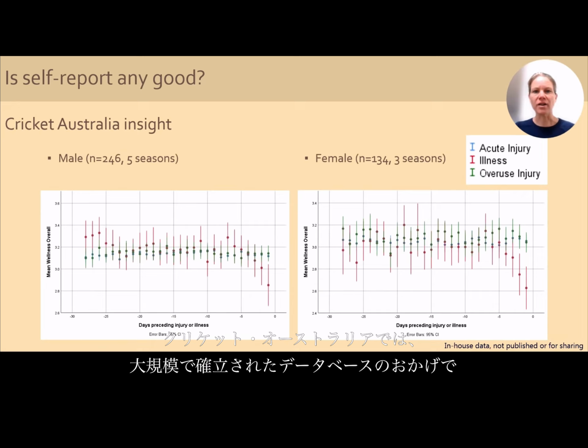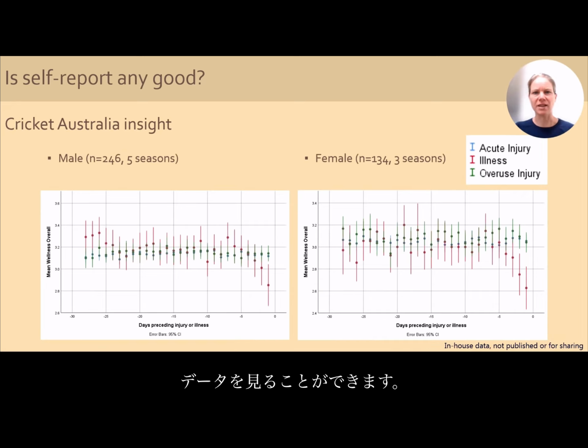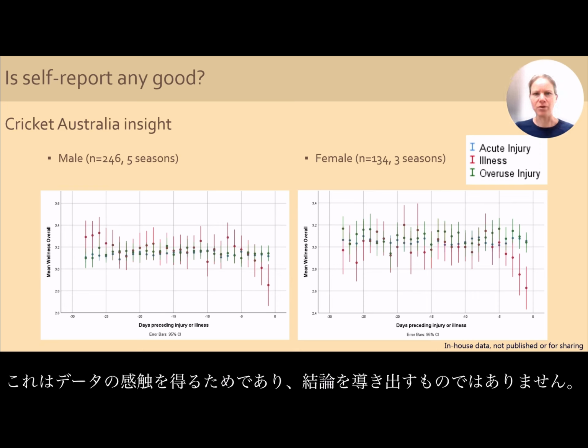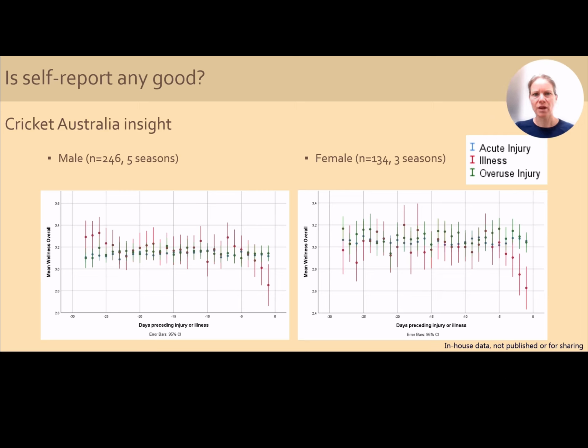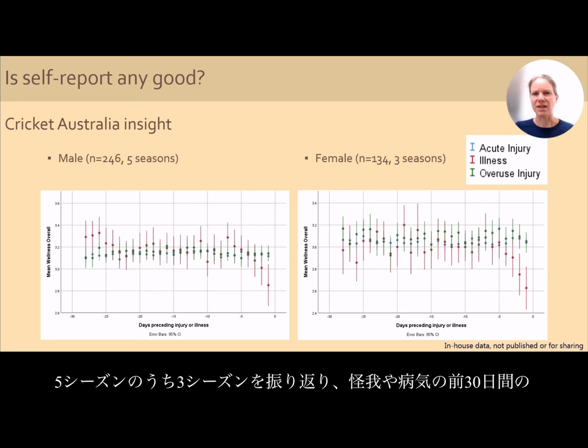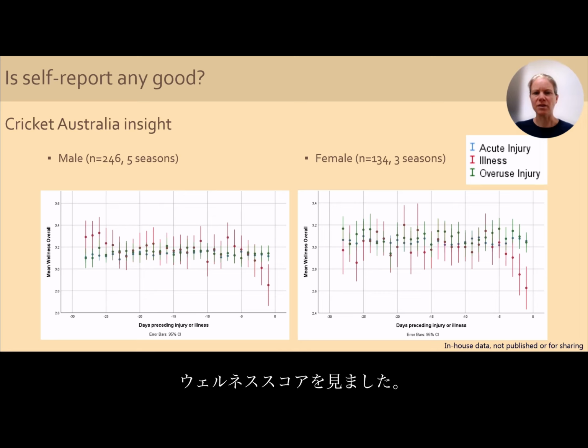At Cricket Australia, we have also had a look at the data thanks to a large, well-established database. Again, noting the limitations mentioned on the previous slide, it is more to get a feel for the data but not draw any conclusions. Looking back over 3 to 5 seasons, we looked at wellness scores in the 30 days preceding each time loss injury and illness.